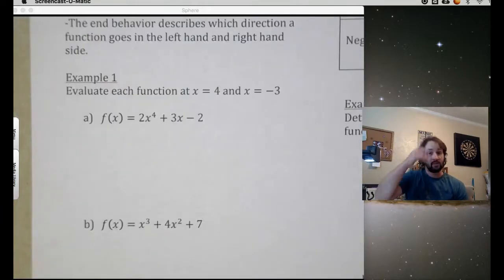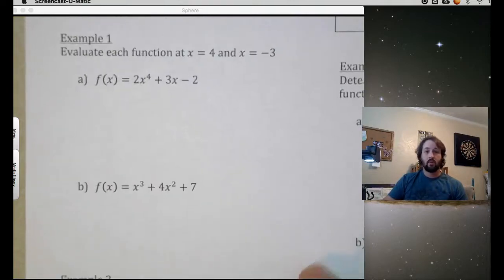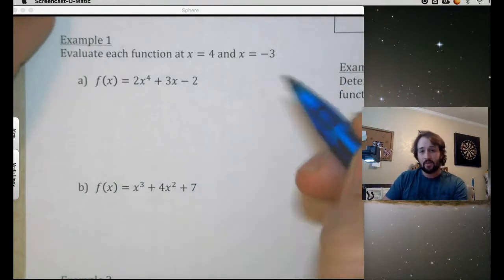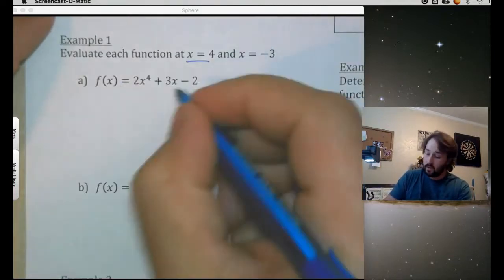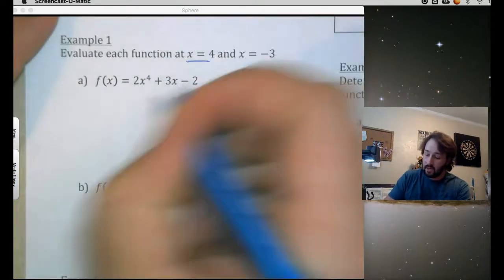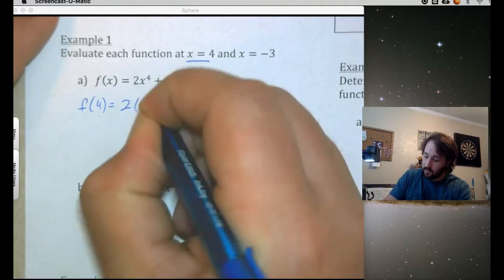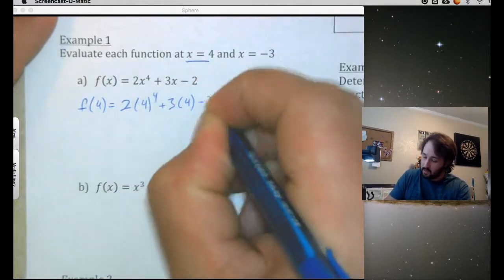First thing I'm going to talk about is evaluating. We've done this before, in Algebra 1 and geometry. So just don't forget that evaluating just means take this x value and find the y value associated. So if I want to know what y is when x is 4, I can say f of 4 equals 2 times 4 to the 4th plus 3 times 4 minus 2.